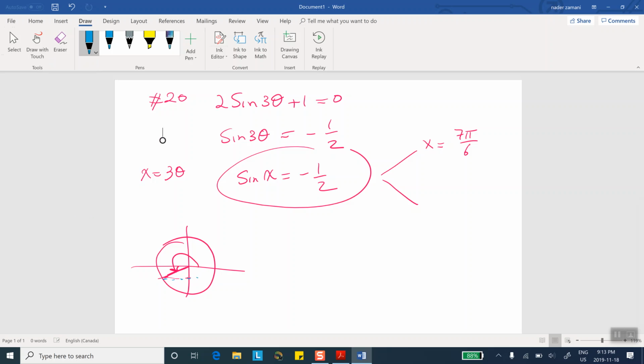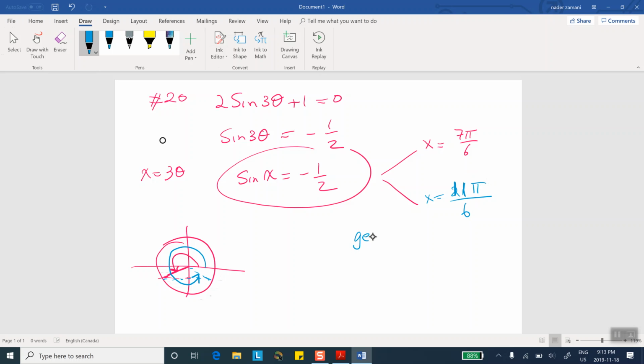The other one is on this side, like this, okay? And that is 2 pi minus pi over 6. X equal to 2 pi minus pi over 6, and that's 11 pi over 6. See, go 2 pi and then backtrack by pi over 6. 2 pi minus pi over 6 is 11 pi over 6.